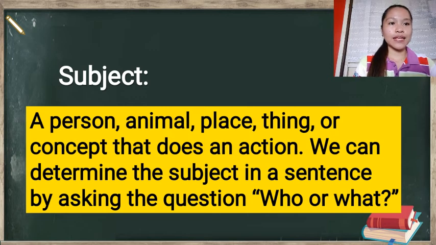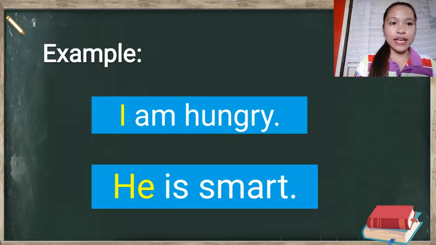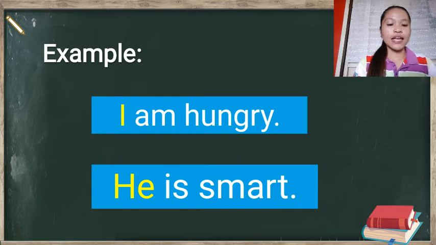The next element is the subject, a person, animal, place, thing, or concept that does an action. We can determine the subject in a sentence by asking the question who or what. In the first example, I am hungry, the subject is I, and it answers the question who or what. Another example is he is smart. The subject there is he.